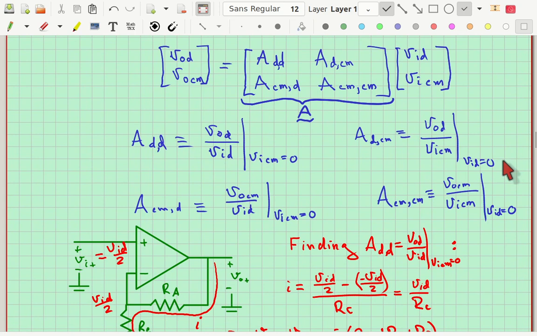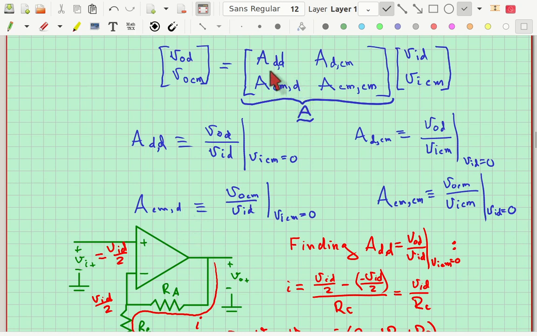So, what are these parameters? First of all, the ADD up here is the gain parameter that gives you the differential output voltage given a differential input voltage with the common mode input voltage. That means that's set to 0. ADCM is the differential output voltage caused by a common mode input voltage, which means you need to set the differential input voltage to 0. So it's all common mode.